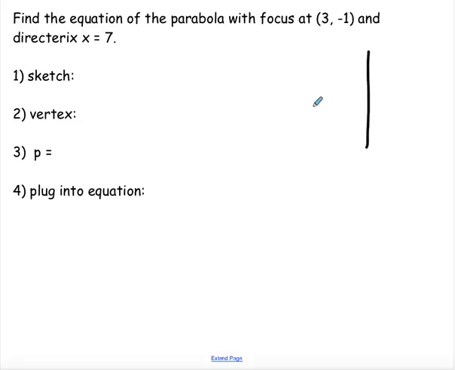Draw a sketch. This time, we're not given the vertex. We're given the focus and the directrix. So the focus is at (3, -1). Okay, (3, -1), right there's the focus. And the directrix is at x = 7. So what you need to remember, what kind of a line is that when it's x equals? It's going to be a vertical line. So it'll be a vertical line at 7.